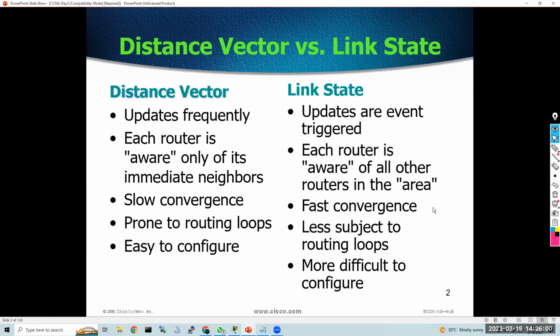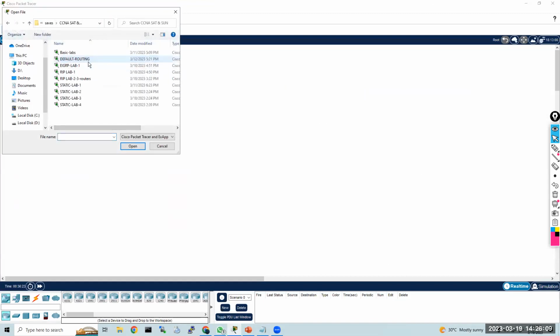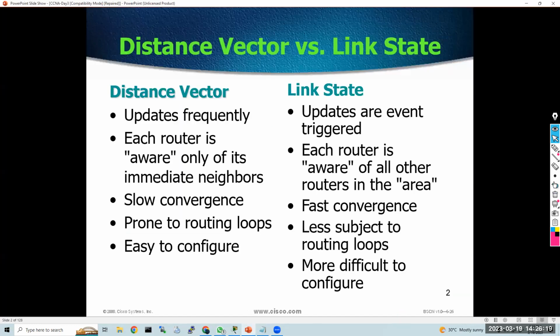Okay, no problem, because actually I want to show you the topology which we did yesterday. I think yesterday we did some EIGRP lab, right? So this is the lab that we did yesterday. Okay, no problem. So what does it mean, guys? What is it trying to explain here?